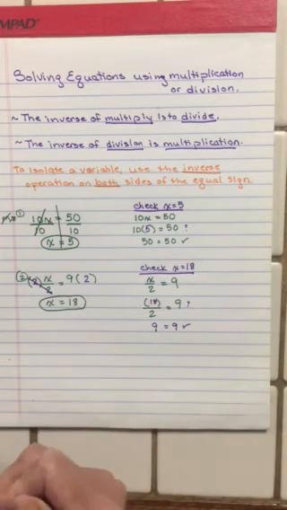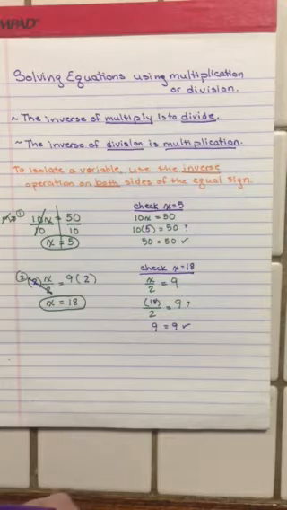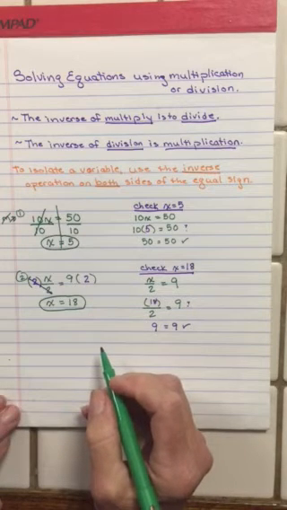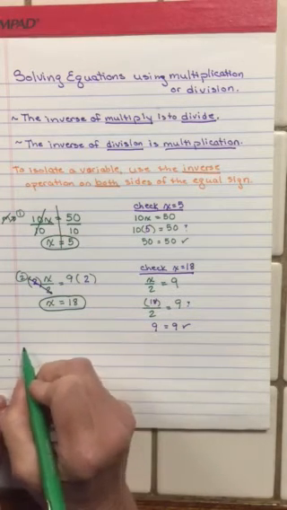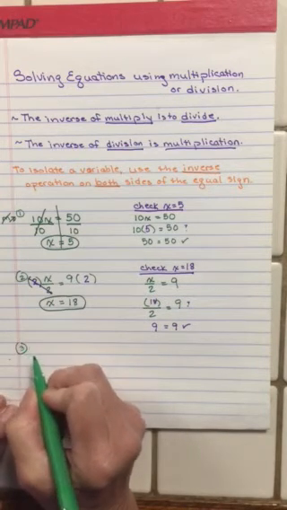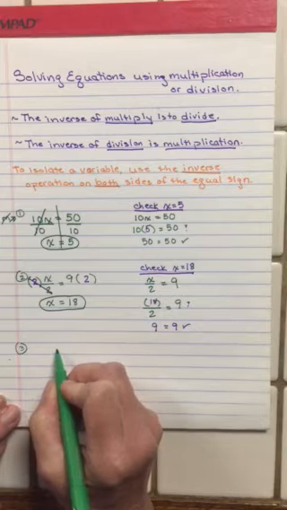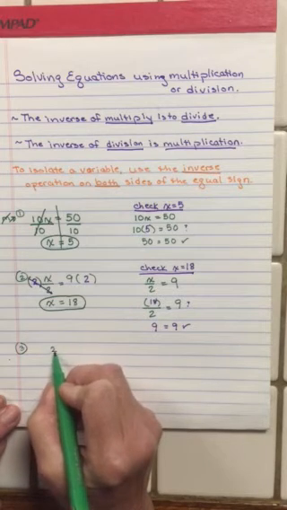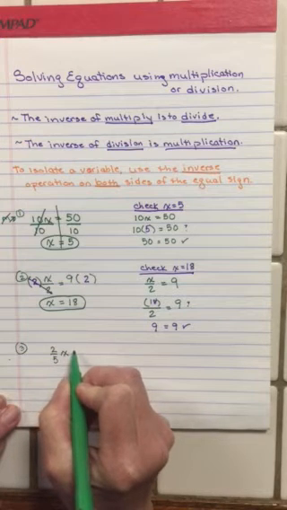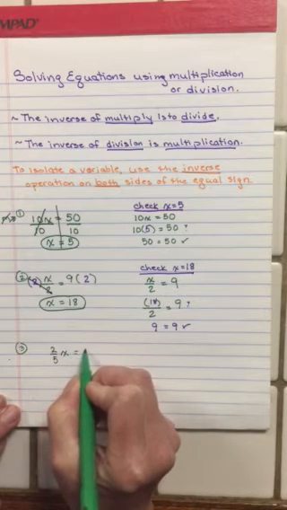Okay, third example. My third example is going to look a lot like the second example, but be careful. All right, we're going to do the same idea. We're going to have a variable and a fraction involved together. I'm going to say that 2/5 of x equals 8.